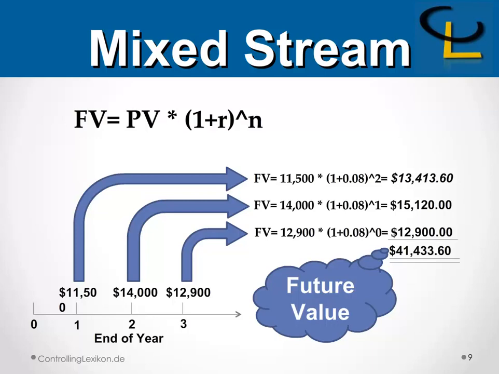And for the third year we calculate the amount of the same year. So the calculation for this year is future value equals 12,900 multiplied by 1 plus 8% to the power of 0, which is the same year, and we get $12,900. And we sum up all of these numbers and we get $41,433.60, and this number is the future value.